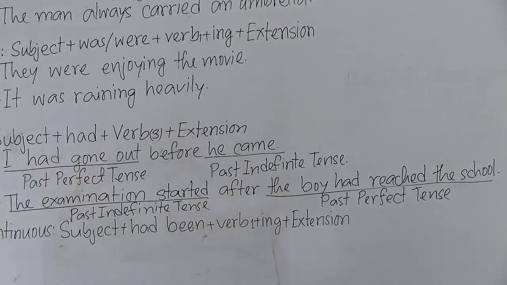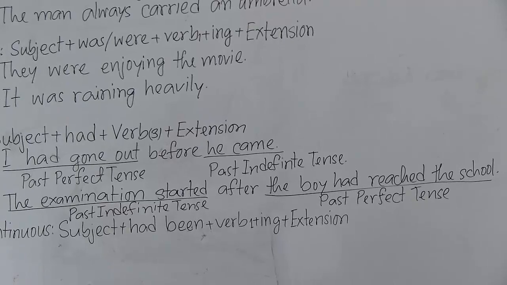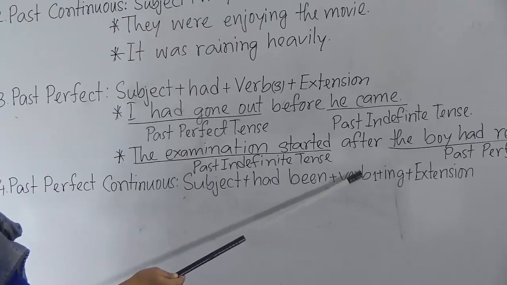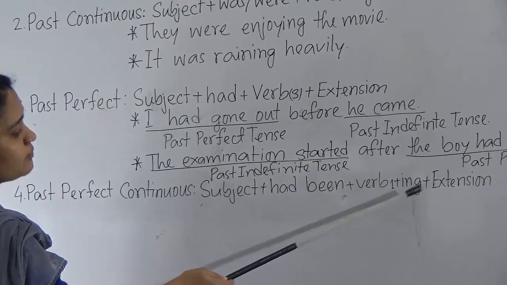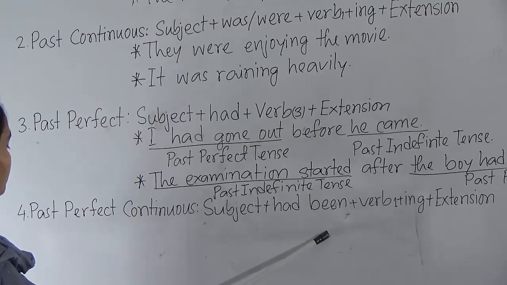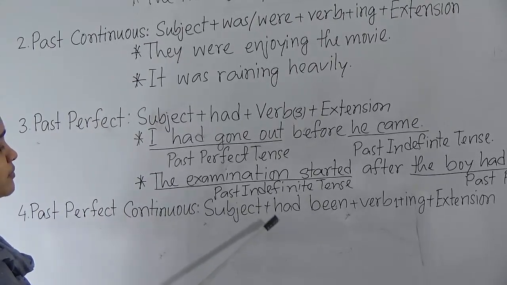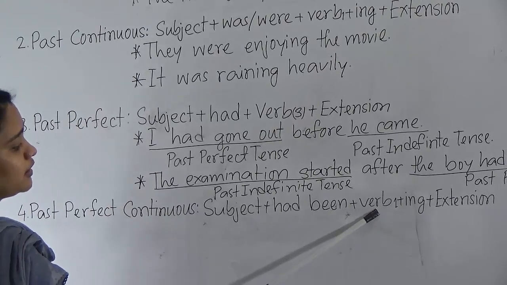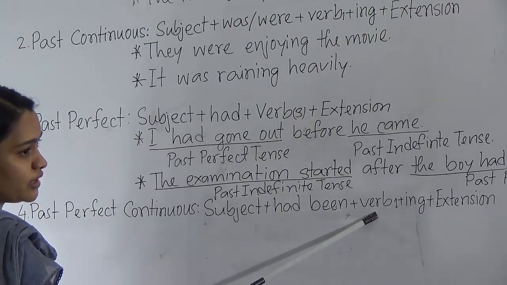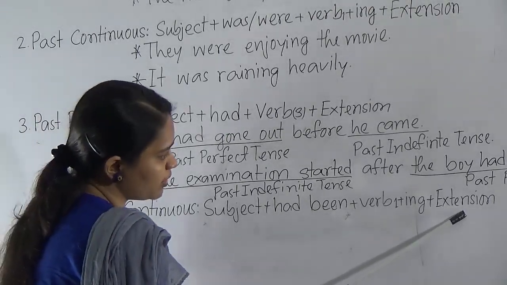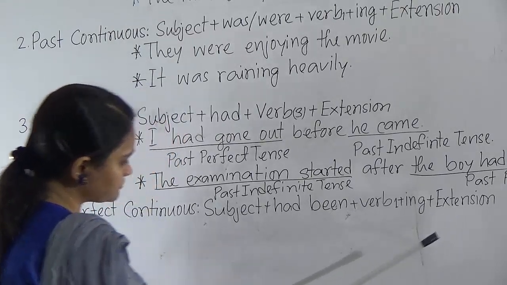Now, past perfect continuous tense, and our structure is subject plus had been plus verb 1 along with ing plus extension. And now look, we use only had been in past perfect continuous tense. Subject might be plural or subject might be singular, and then there will be the base form, that means the present form of the verb with ing, and if there is any extension we will write it down here.